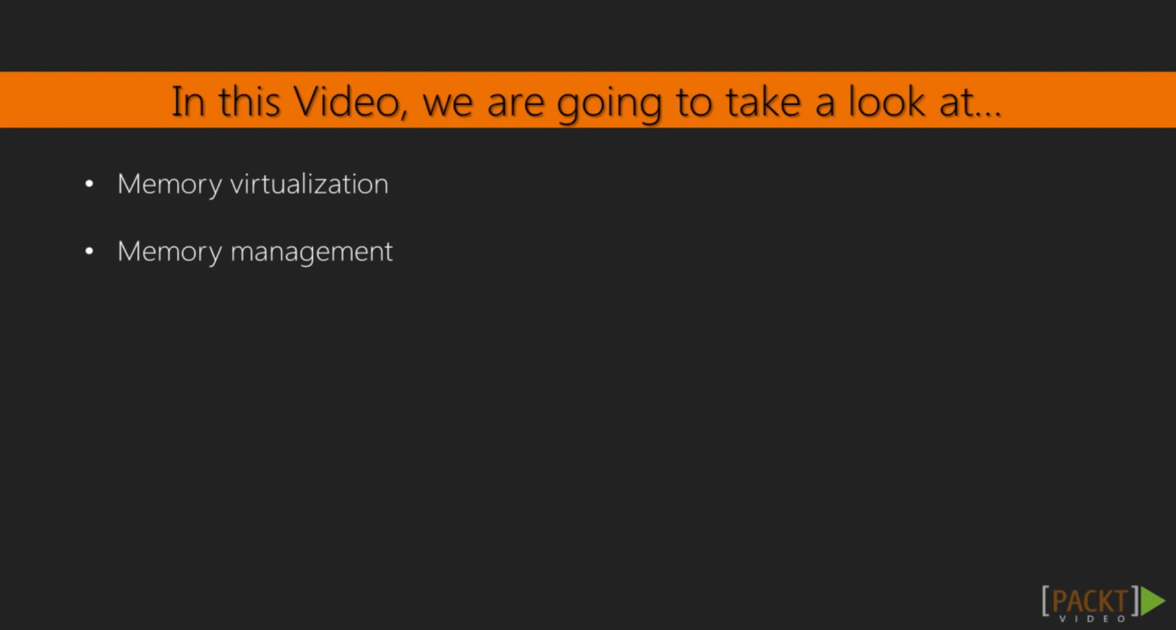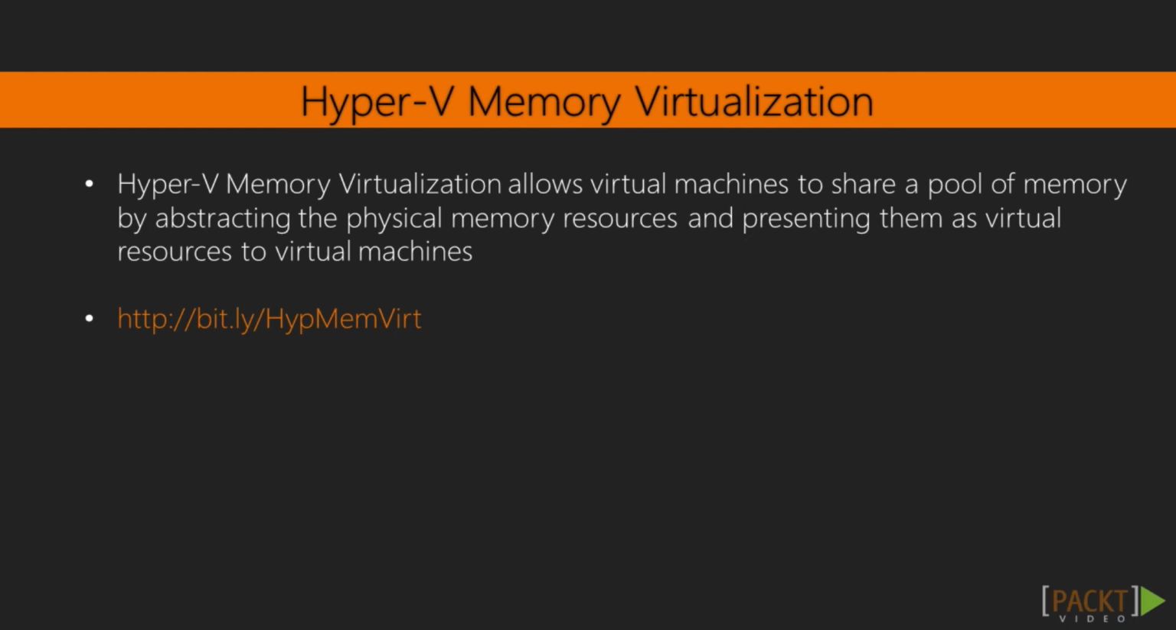Then we will go over the different types of virtual memory and the sophisticated memory management techniques used by some hypervisors, including Hyper-V. Hyper-V memory virtualization allows virtual machines to share a pool of memory by abstracting the physical memory resources and presenting them as virtual resources to virtual machines.